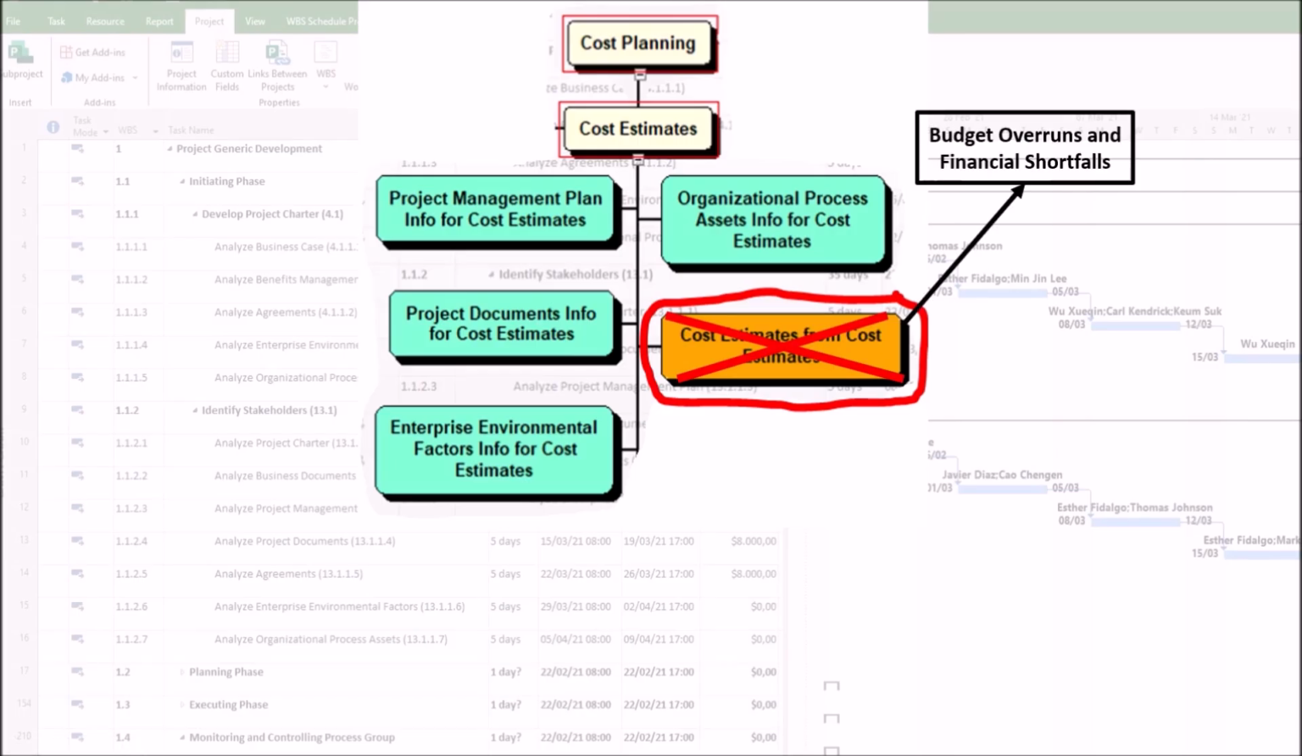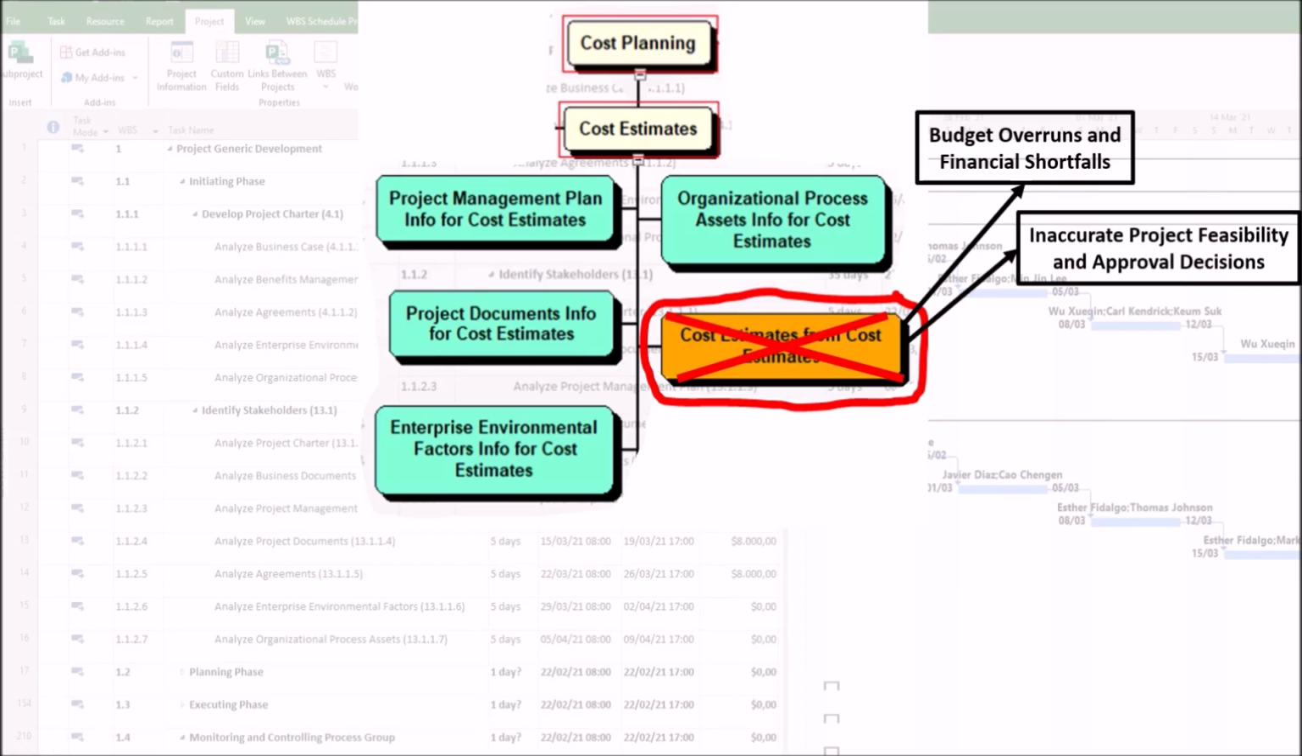1. Budget overruns and financial shortfalls. Underestimating costs can result in insufficient funding, leading to mid-project financial crises. Overestimating costs can result in unnecessary budget allocation, reducing competitiveness or wasting resources. For example, a construction project with poor material cost estimates may run out of funds before completion.